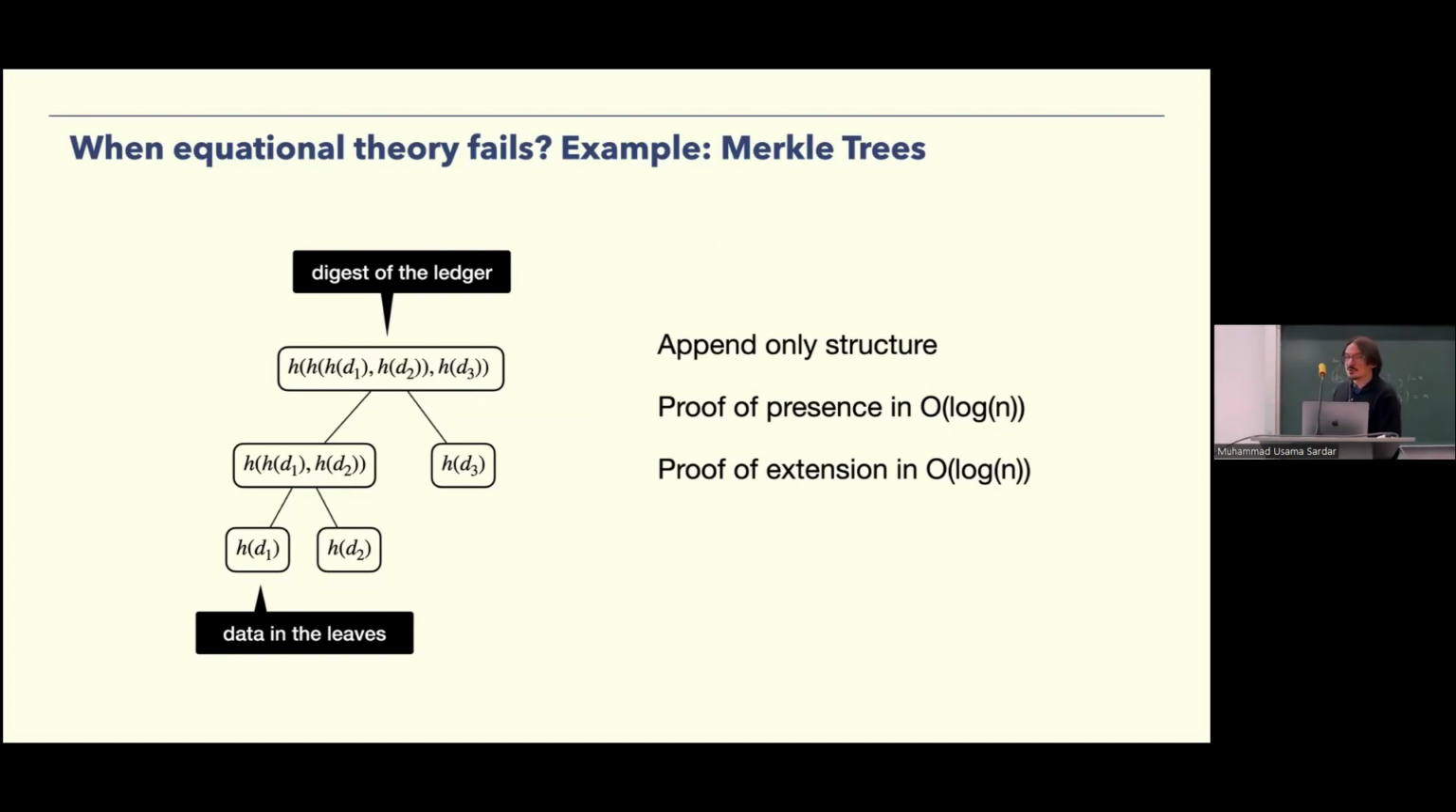To give you the brief summary, all the data is stored in the leaves, and it's an append-only structure. So if you want to have a public ledger, you can use a Merkle tree. And the good thing is that you can make a proof of presence of an element in size logarithmic in the number of data. Same thing for proof of extension.